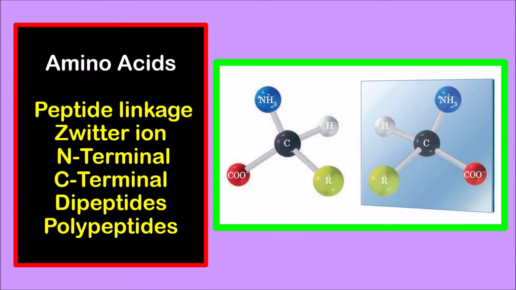So in today's video, we are going to learn some of the very important terminologies based on amino acids, peptide bonds, what are the different types of peptides, what is C-terminal, N-terminal, and what is Zwitter ion. Okay, so let us start with what is exactly a Zwitter ion.